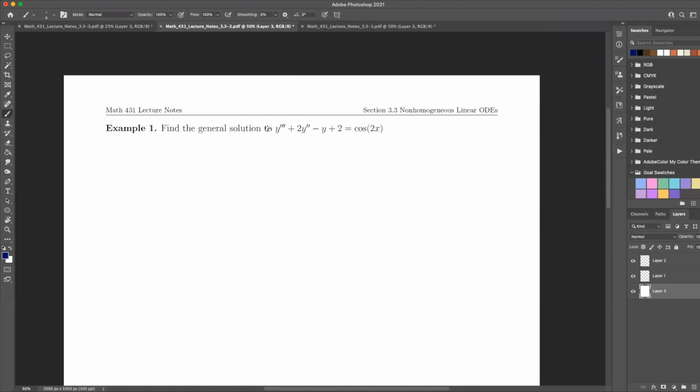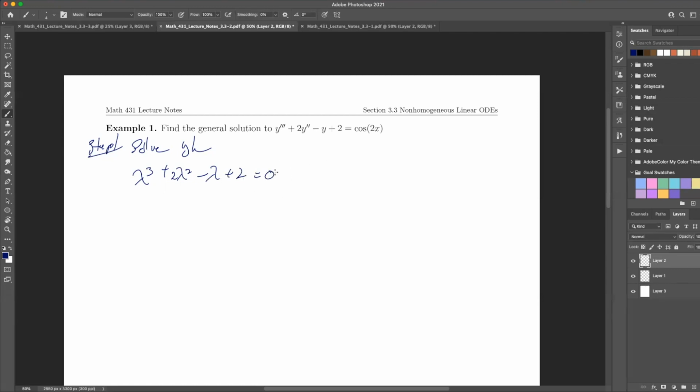All right, so we're going to find the general solution of this. We're going to do step 1, which is find the characteristic equation and solve for y_h, which is y homogeneous. So here we have lambda cubed plus 2 lambda squared minus lambda plus 2 equal to 0.